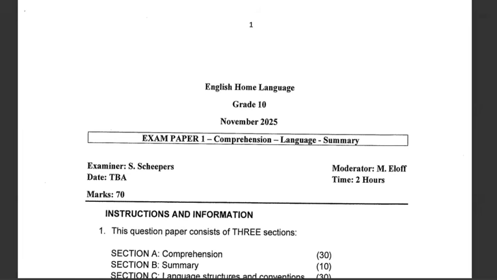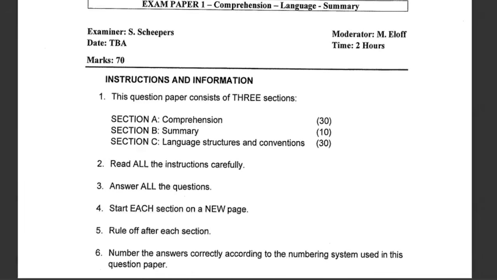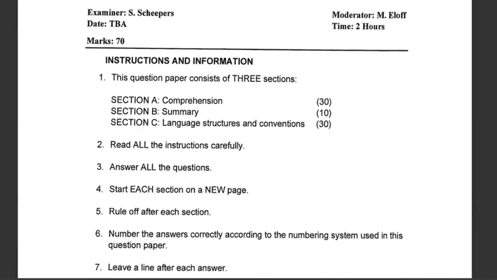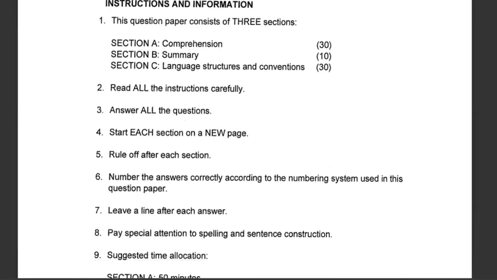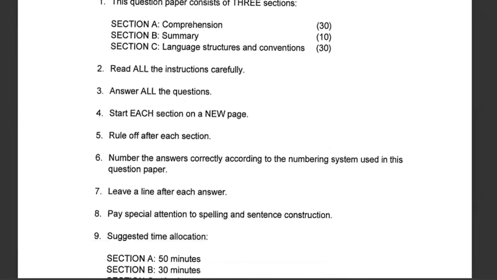We are going to look at the grade 10, November 2025, English paper 1, comprehension, language, and summary. Right, when we come to our instructions, we always advise learners to rehearse them as much as they can so that they can practically write them and follow them in the exam. Our question paper has 3 sections. We have a comprehension, we have a summary, we have language structures and conventions.